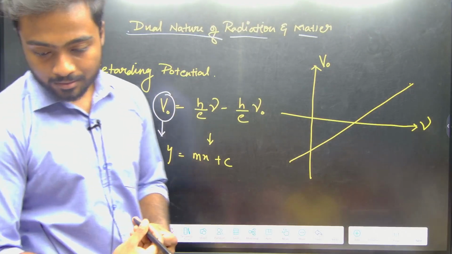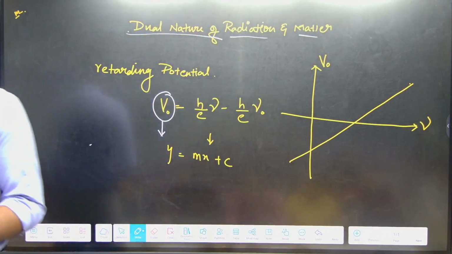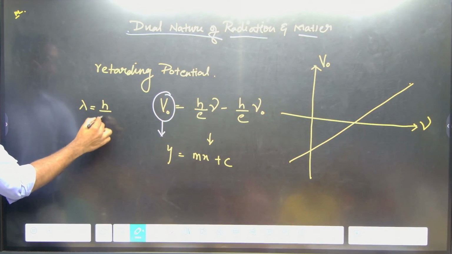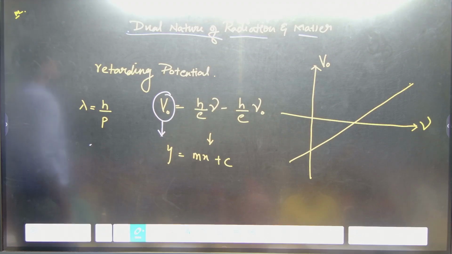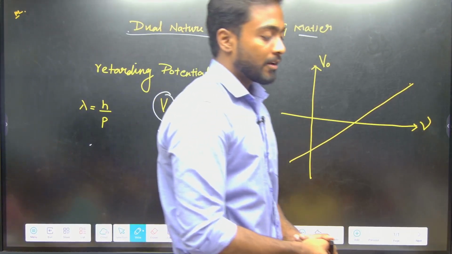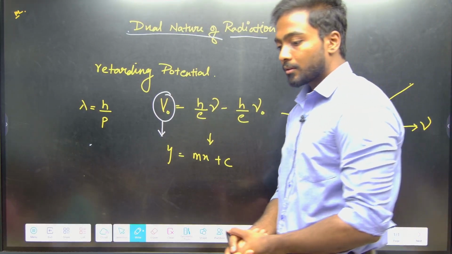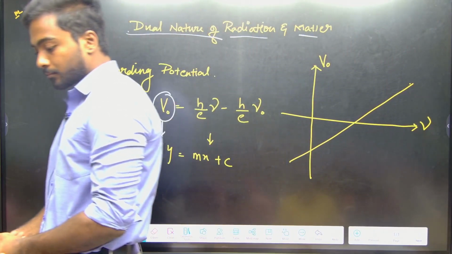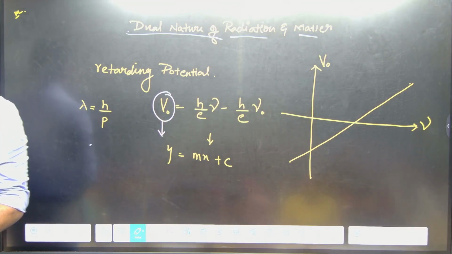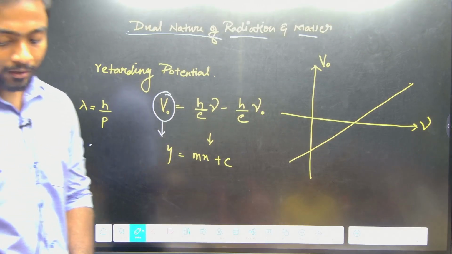The next one is de Broglie's theory. Write down the formula. Lambda is equals to h by p, where lambda is wavelength, h is Planck's constant, and p is momentum, linear momentum.